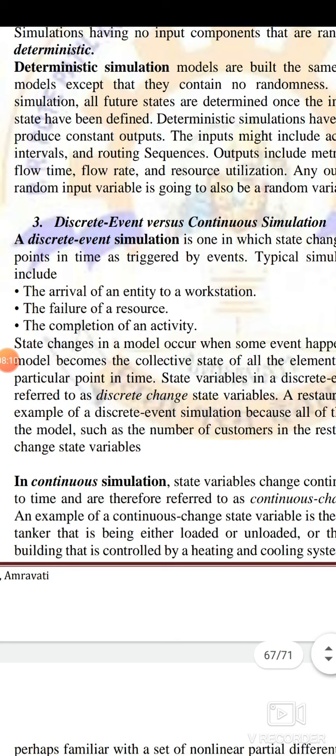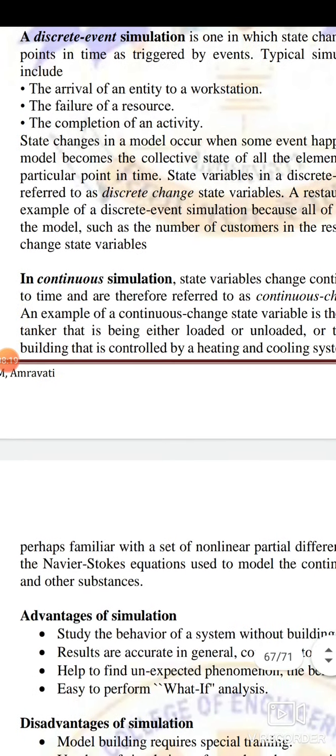Then the next one is discrete simulation. It also changes with time, but it is triggered by a specific event when that event is executed. So that is discrete simulation. And when the variables in the state are continuously changing, such a simulation is called continuous simulation.